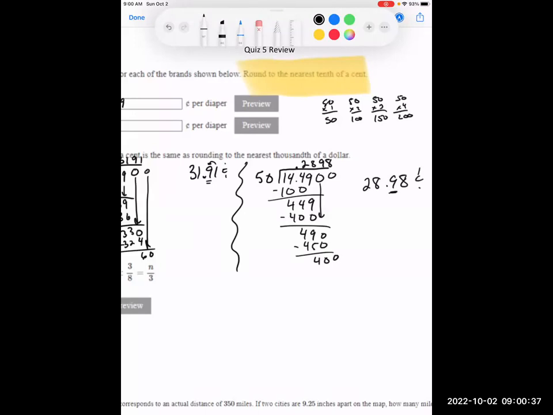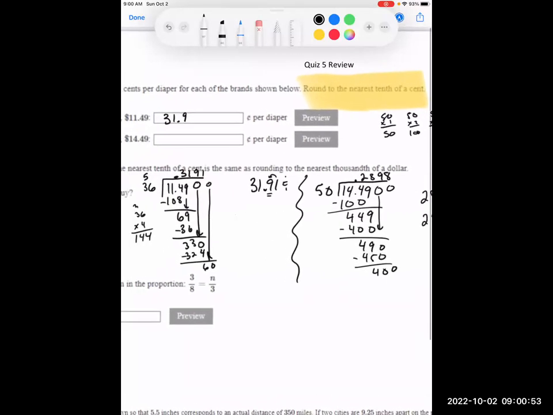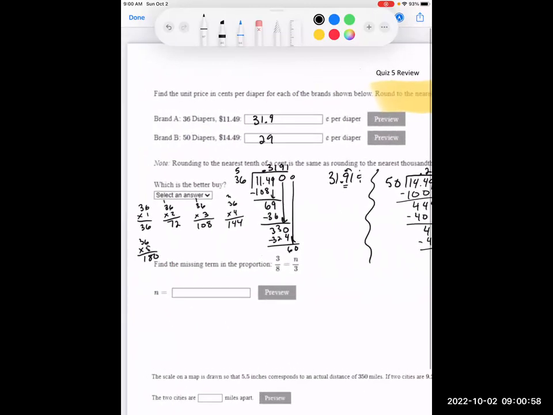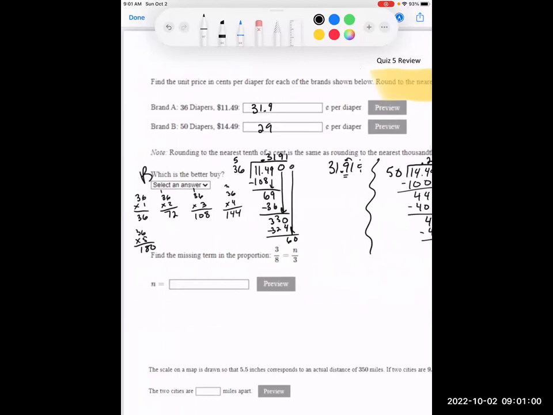This is the 1/10 cent. This 8 is going to make that 9 go up to a 10. So when that 9 goes up to a 10, the 1 comes over here and you end up getting 29.0 cents, or just 29 cents. So what's the better buy? The better buy would be brand B. All right, so just know that here you need to round to the nearest 1/10 cent. So it's going to look like that.